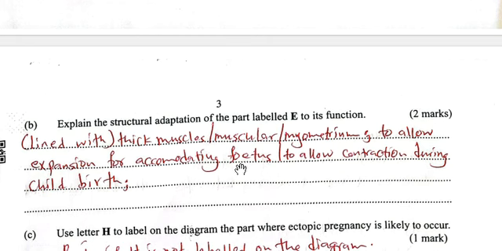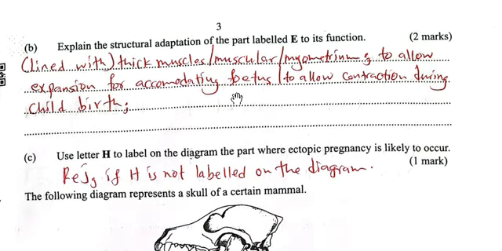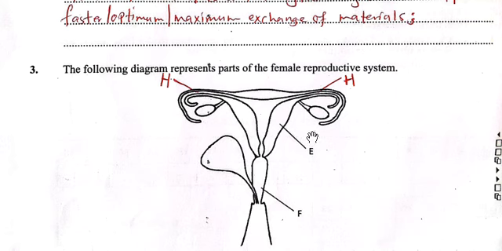It is lined with thick muscles, or it is muscular, to allow expansion for accommodating the fetus, and also to allow contraction during childbirth. Then use letter H to label on the diagram the part where ectopic pregnancy is likely to occur. The part where ectopic pregnancy is likely to occur is the oviduct or the fallopian tube. It is here. The fallopian tube is located here.